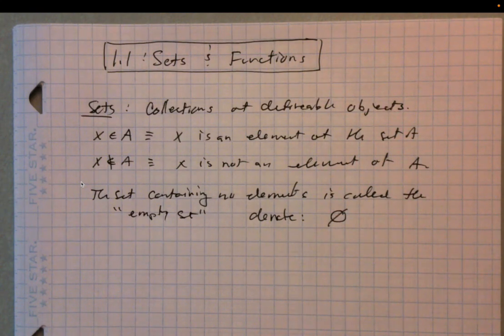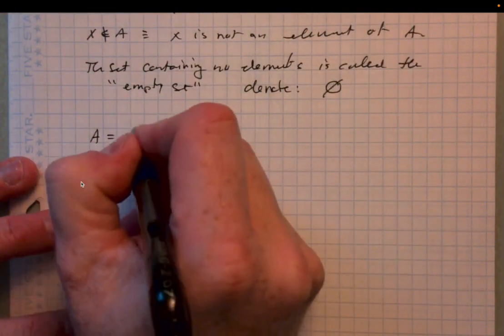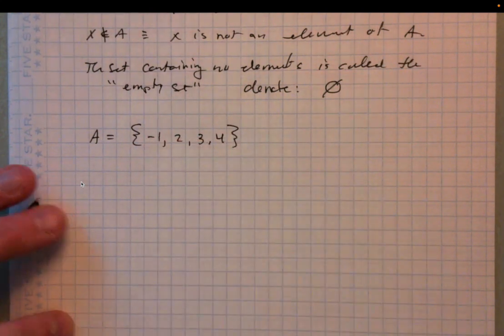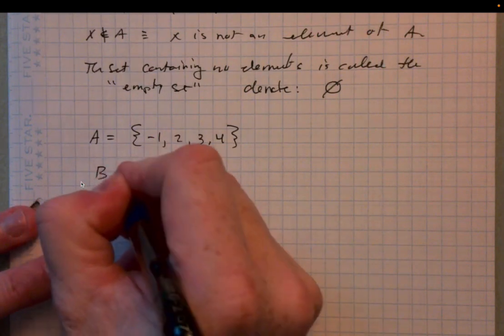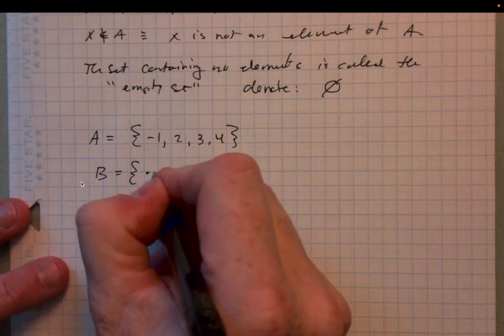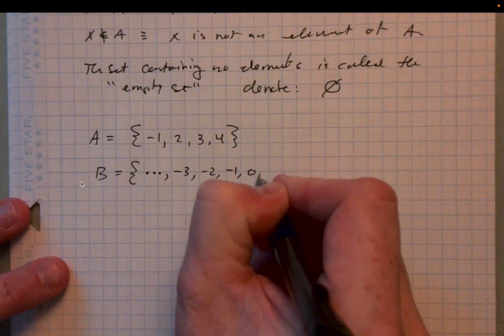There are different ways to define sets. You can just list the elements of the set, so we could write A is equal to the set {-1, 2, 3, 4}, for example. In the case where it's just a small finite collection of elements, we can do something like this. We can also list the elements of an infinite set by using this convention of the dots.